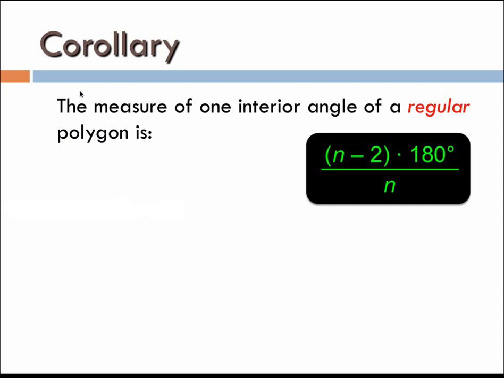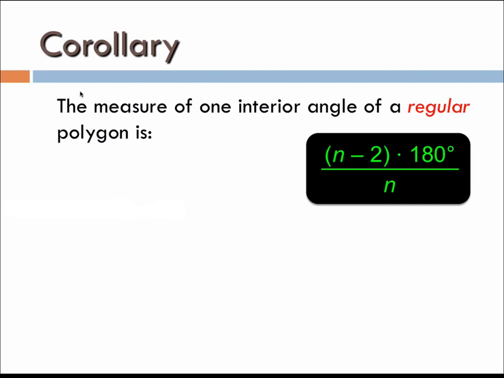In red up there, I have the word regular. What is a regular polygon? Becca, do you remember? It's a polygon where the sides are all the same length and the angles are all the same. Perfect. So this corollary applies only to regular polygons, not to any old, plain old polygon. It's got to be regular.